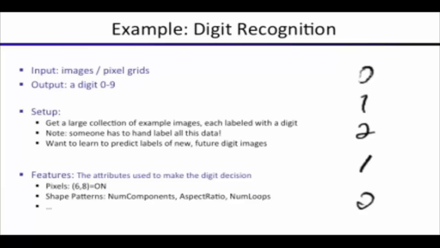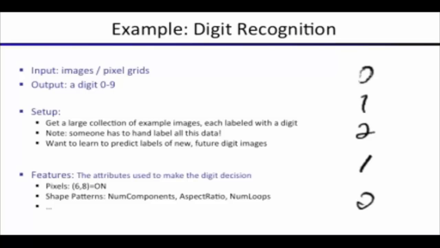Another example is digit recognition. We'll look at it as a computer vision problem. It's pretty useful commercially. You're given images, so you've got a pixel array as your input, and you want to figure out is it 0 through 9. Again, you're going to have a whole lot of labeled data, and someone will have to do that. And you want to predict the labels of future data given what you know from the past.